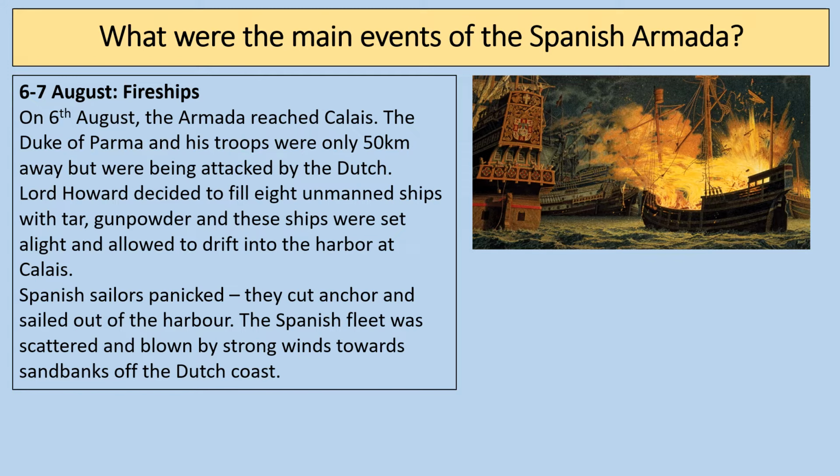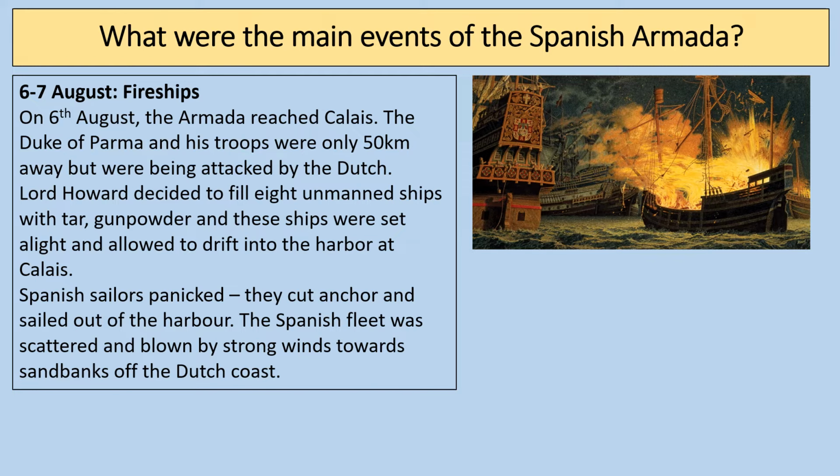So, what happened next? On the 6th of August, the Armada reached Calais, and the Duke of Parma and his troops were only about 50 kilometres away, but they were being attacked by the Dutch Protestant rebels. Now, one of the crucial events, and if you get an answer where you need to talk about why the Armada was defeated, this is a crucial event.